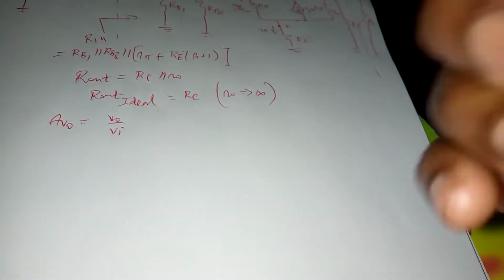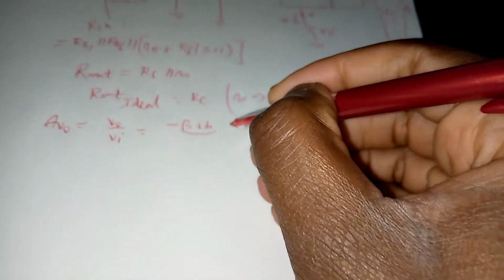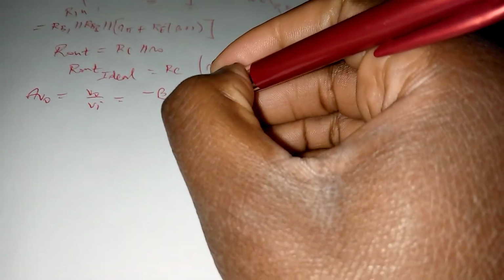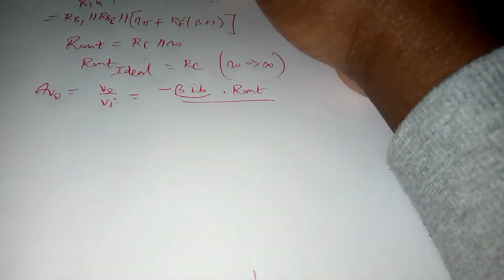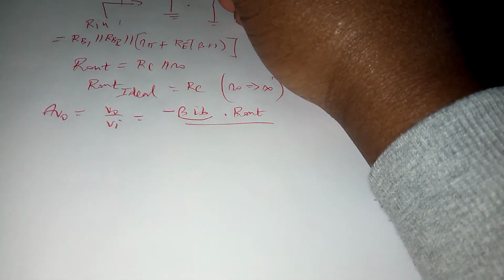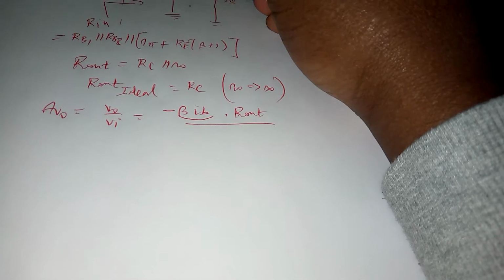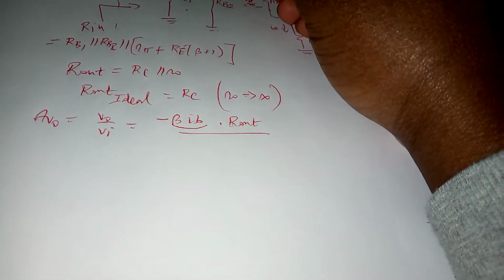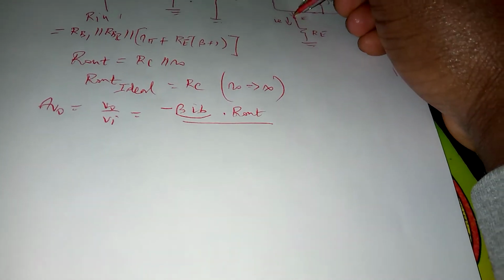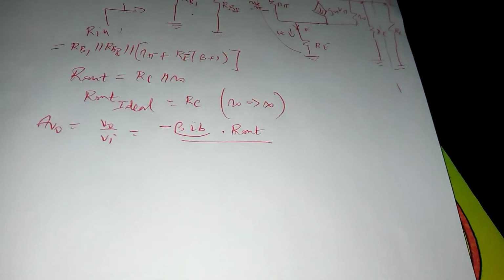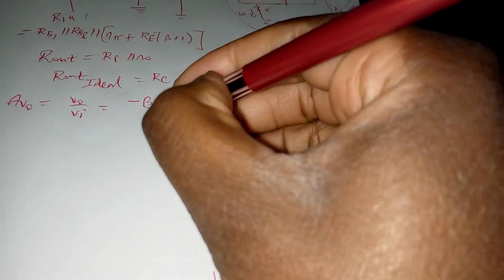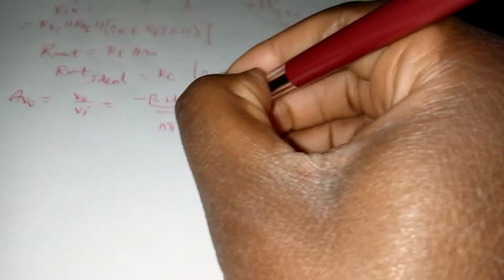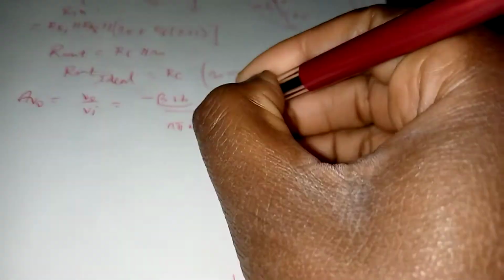The unloaded gain AVO is V out over VI. IC is still of opposite direction to IB, so that will be minus beta IB, which is IC basically, times R out, divided by V in. VI is still the same here, but we know the current through there and there. We're going to use that part of the parallel network to define VI, which will be R pi IB plus RE IE.